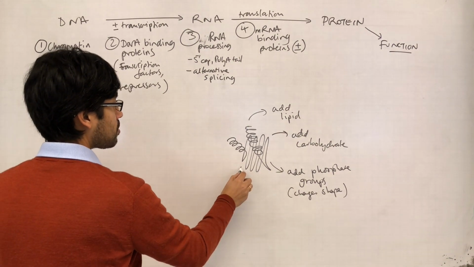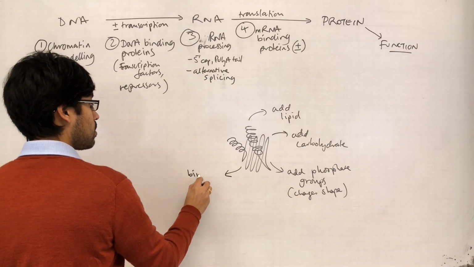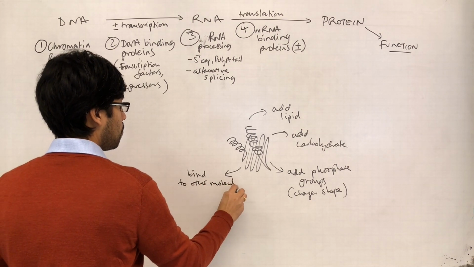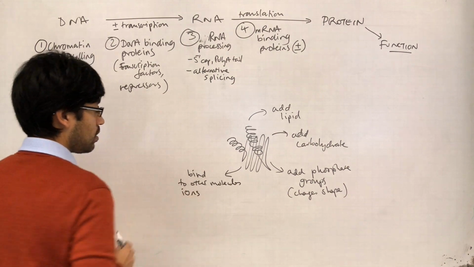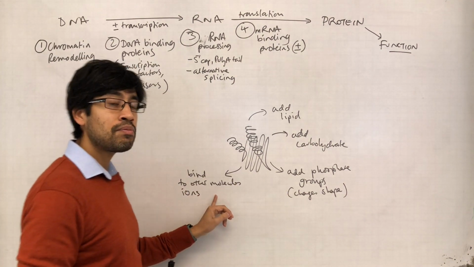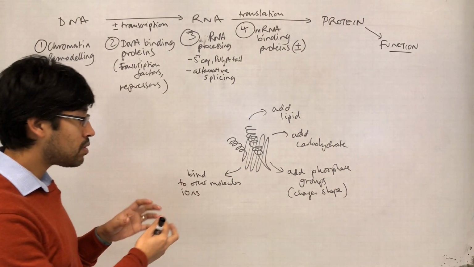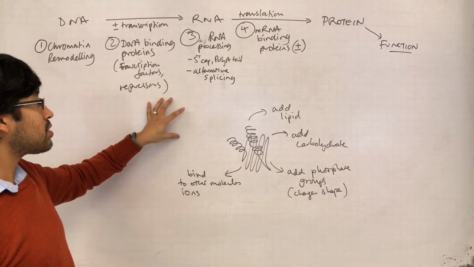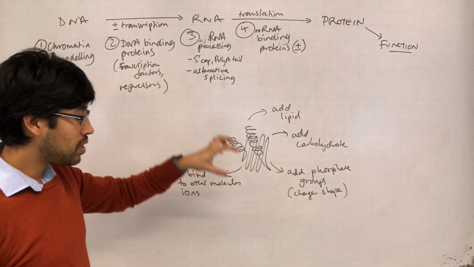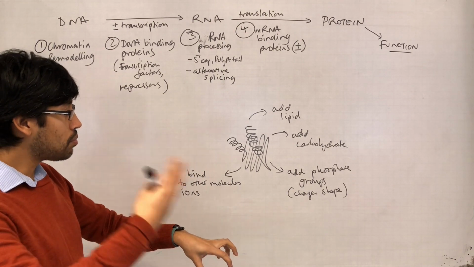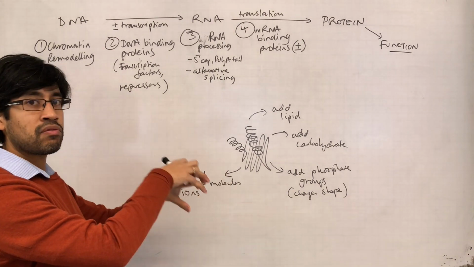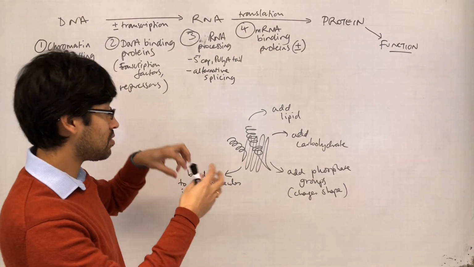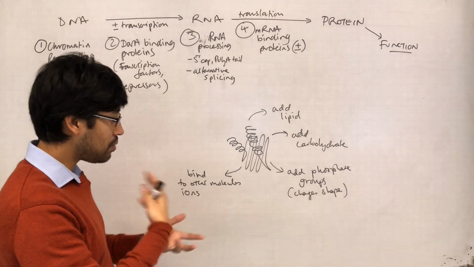You can add phosphate groups, you can bind to other molecules or ions. So many proteins are regulated by, or their activity is modified by, binding other molecules. So we saw the repressor protein. It normally bound the DNA in the Lac Operon, but when lactose was bound to the repressor protein, its shape changed, and now it does not bind the DNA. And many proteins work like that.